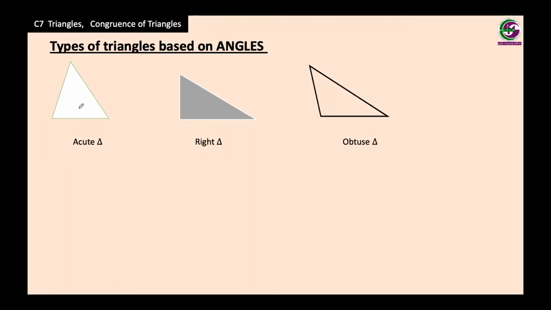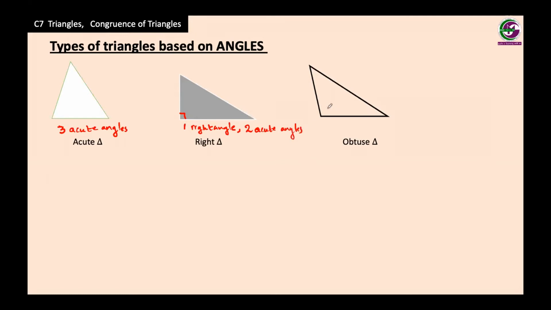An acute triangle is a triangle with 3 acute angles. So we will have 3 acute angles, which means all the 3 angles are less than 90 degrees. In a right triangle, you can see that there is one right angle and the other 2 are acute angles. Again, only one right angle, and the other 2 are acute angles.